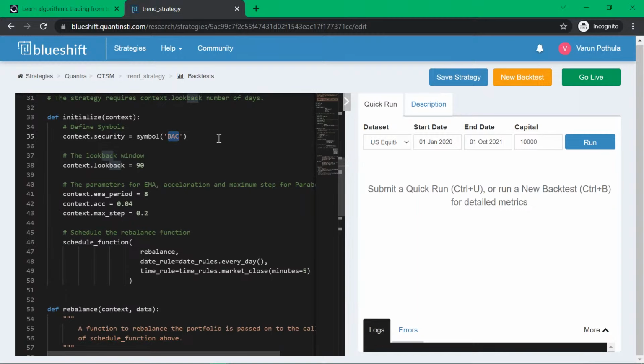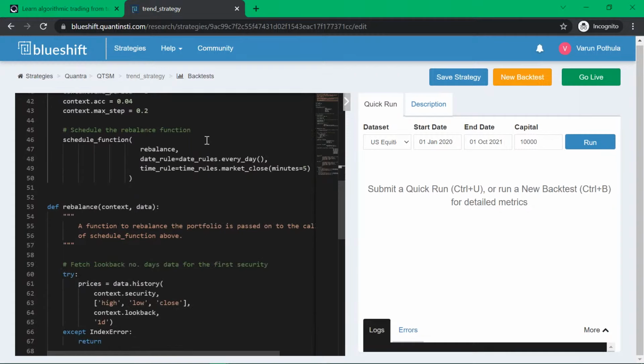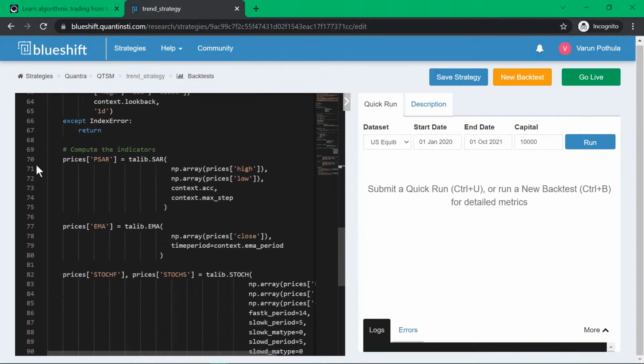So the symbol BAC is Bank of America. Initially we have defined Bank of America. The advantage of the Blueshift platform is, if you are coding by yourself, you need to maintain the data and you may need to get the data from other vendors. But in Blueshift, everything is taken care of. We maintain the data. You just need to write a single line of code to import the data into your Python interface. So here we are importing the Bank of America prices, and this is the place where we are defining the indicators, just like we have defined in our Python notebook.